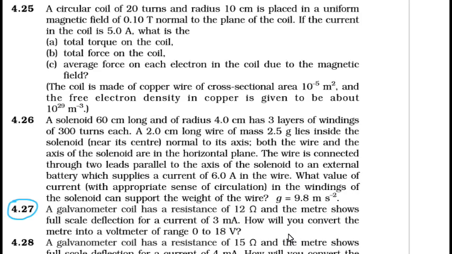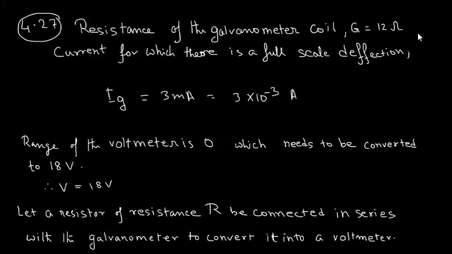So, resistance of the galvanometer coil is G is equal to 12 ohm. Current for which there is a full scale deflection, Ig, is equal to 3 milliampere, which is equal to 3 multiplied by 10 to the power minus 3 A. Range of the voltmeter is 0, which needs to be converted to 18 volt. V is equal to 18 volt. Let a resistor of resistance R be connected in series with the galvanometer to convert it to a voltmeter.